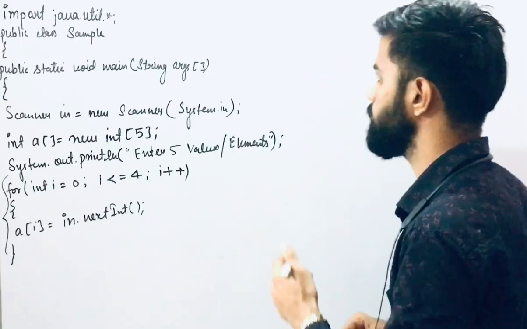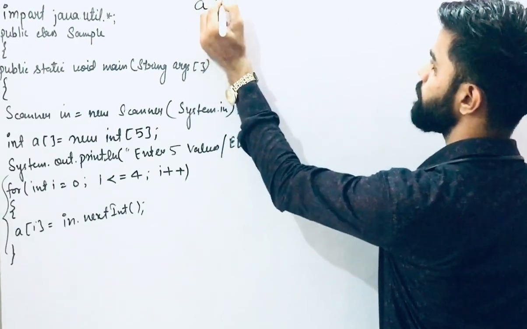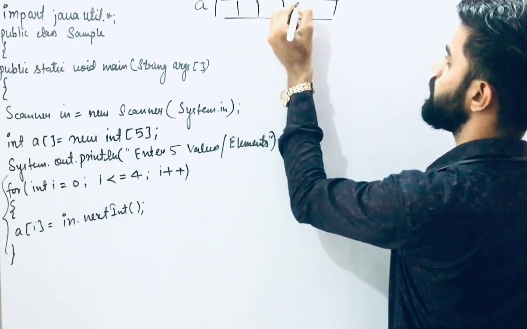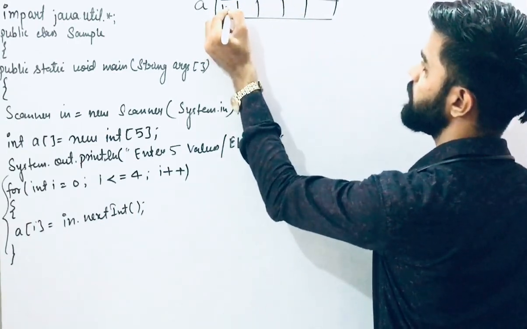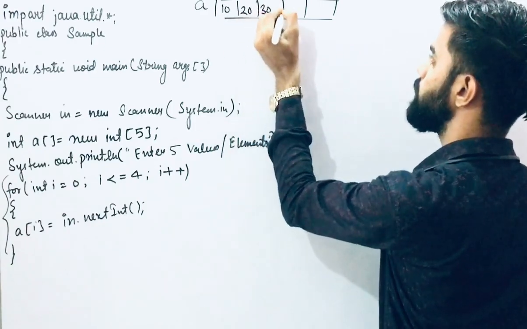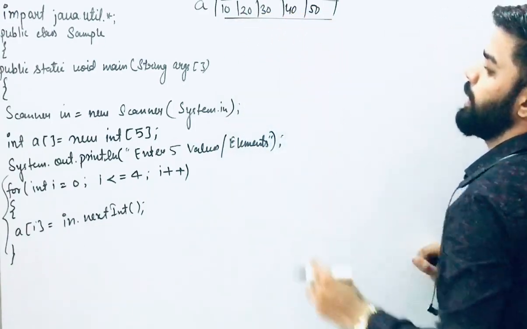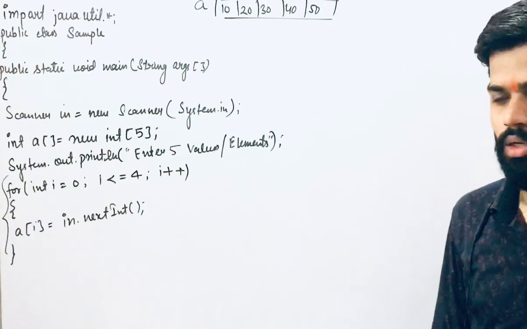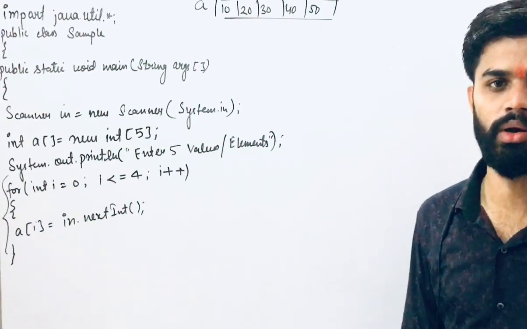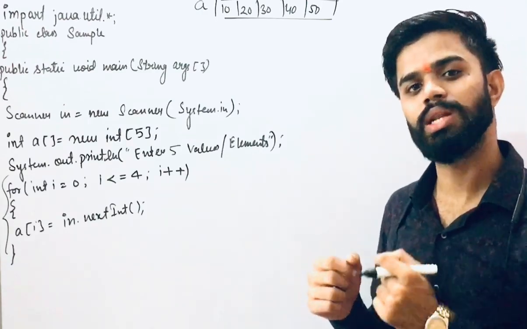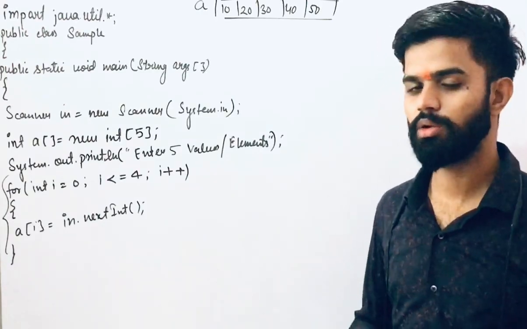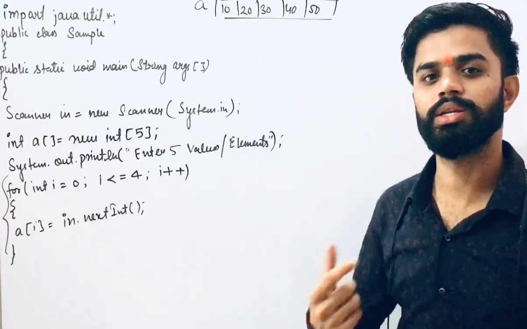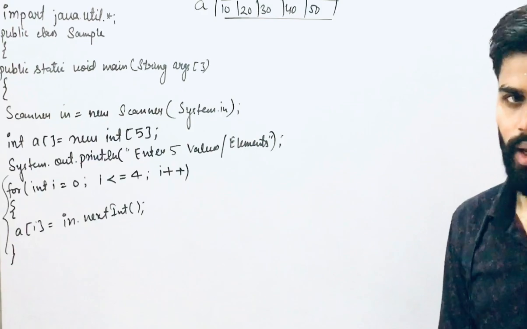Now we also need to initialize the value which we want to search. Suppose a holds 10, 20, 30, 40, 50, and after this we need to initialize the value which we want to search. Like if I want to search 25, then we need to initialize this 25 in variable n. Suppose I want to search 30 in these values, so we will initialize 30 in variable n.